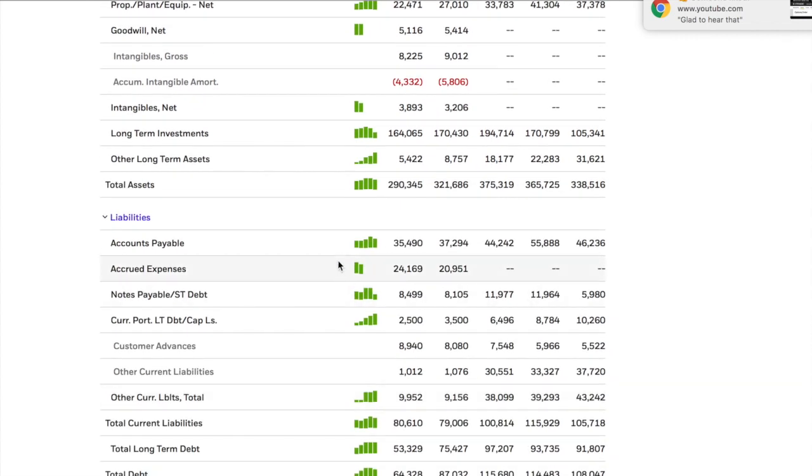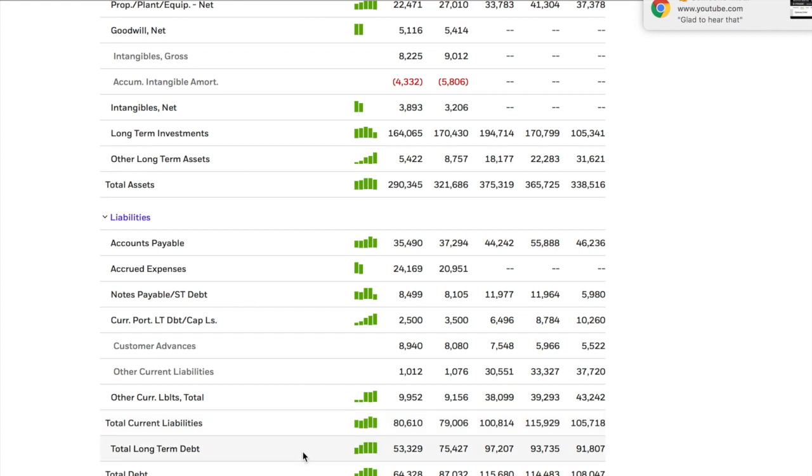Then right below that you've got the liabilities: accounts payable, how many people they owe, accrued interest and expenses, how many expenses they have. You're going to see total current liabilities, things that are due within the next year. People can look at this and build the current ratio. You can use the current ratio to tell if the company is going to have a hard time paying its debt in the near future, in the short term.